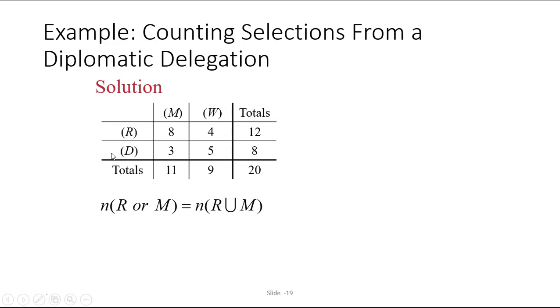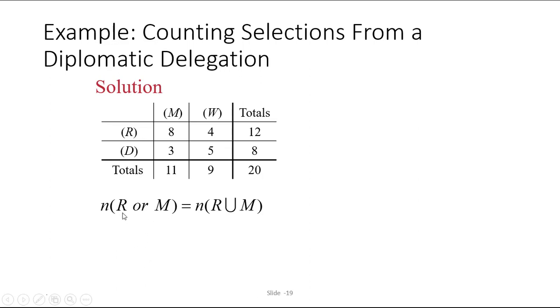R union M. So here in our diagram, this 8 in the upper left represents the number of men that are Republicans. The 4 in the upper middle is the number of women that are Republicans. And the 12 on the upper right, well, that's the total number of Republicans. The number 3 is the number of Democratic men. The number 5 is the number of Democratic women. And 8 is the total in the middle row on the right. That 8 is the total number of Democrats. Along the bottom, we have the total number of men, which is 11, the total number of women, which is 9, and then the total number of people under consideration, 20.